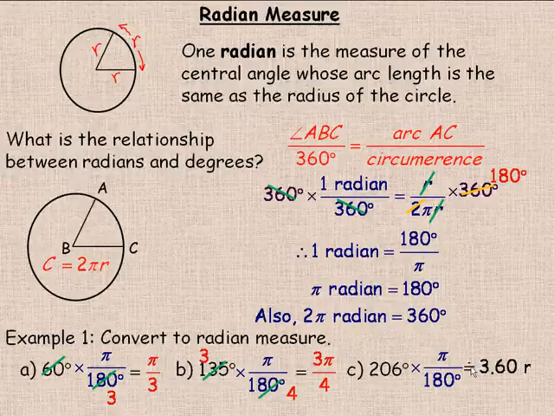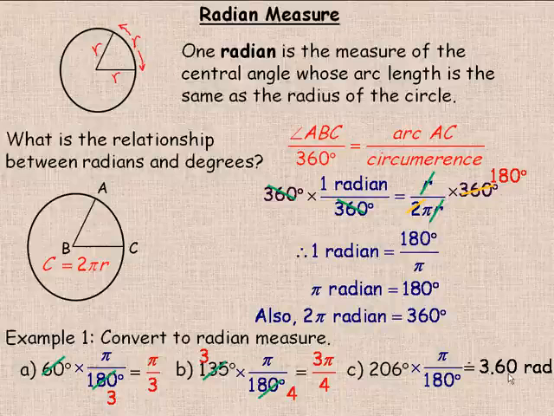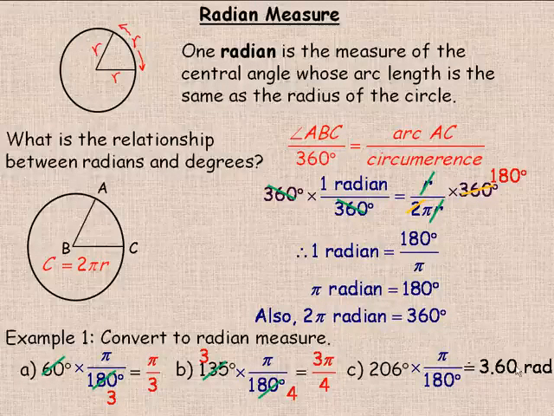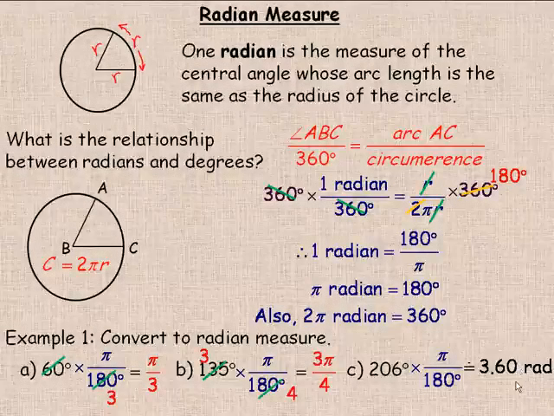And so now notice it says approximately. These were exactly 3 pi over 4, exactly pi over 3. This is approximately 3.6 radians. And I have a numerical answer here now, so I'll write the word rad so there's less confusion. Somebody doesn't think that I've just left the degree off and it's 3.6 degrees. It's 3.6 radians.